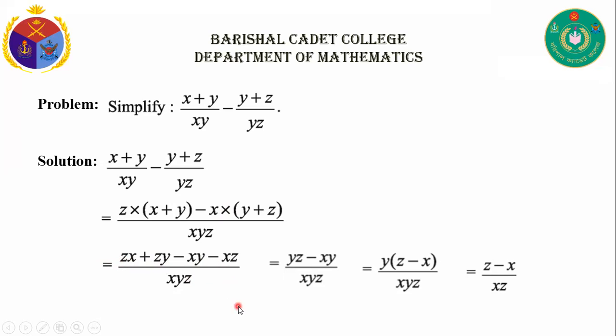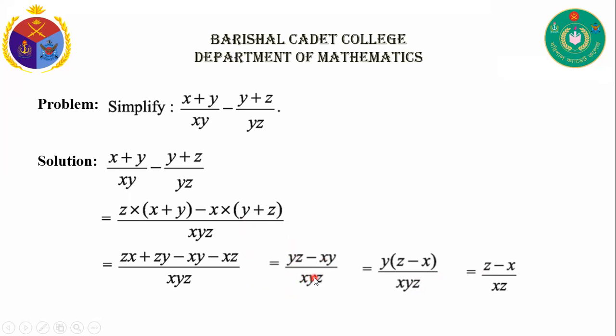So zx and xz cancel. So we have zy minus xy. And taking y common, we get (z minus x) by (x plus y), xyz. So y is cancelled. So the simplest or lowest form of these fractions is z minus x by x plus z.